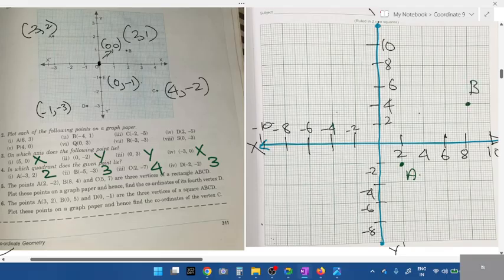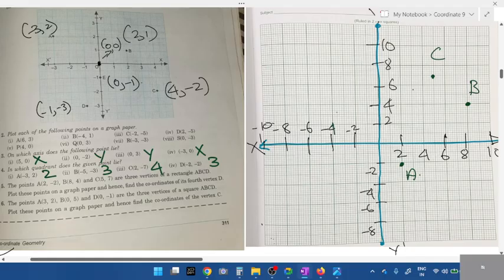Next, students, C. Where does C lie? Again, 5 comma 7, first quadrant. Is it correct? 5 comma 7. C.